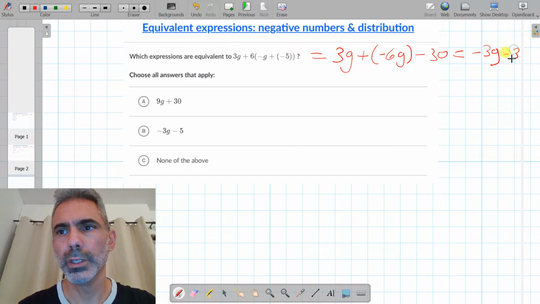minus 30. 3g is positive, negative 6g is negative, and the result is the difference between the two. So 6 minus 3 is 3, and the result is negative because minus 6 is greater. And then we have the minus 30.